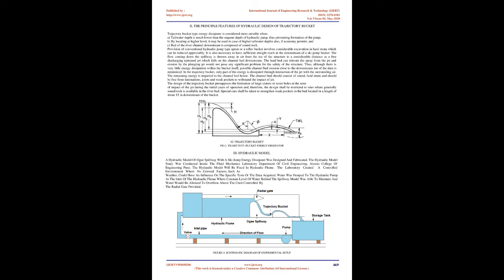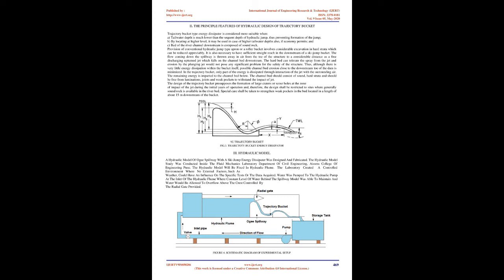2. The principal features of hydraulic design of trajectory bucket. Trajectory bucket type energy dissipator is considered more suitable when: a. Tail water depth is much lower than the sequent depth of hydraulic jump, thus preventing formation of the jump. b. By locating at a higher level, it may be used in case of higher tail water depths also, if economy permits, and c. The bed of the river channel downstream is composed of sound rock.